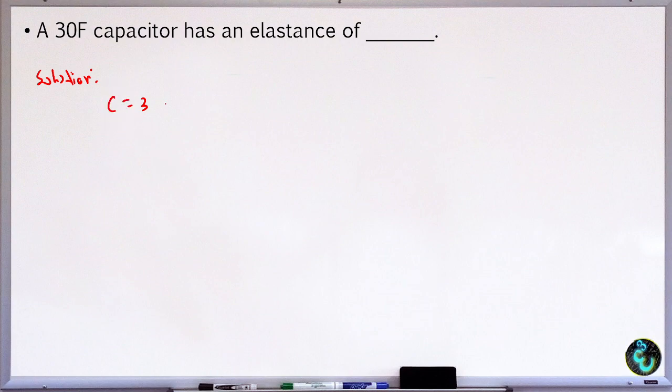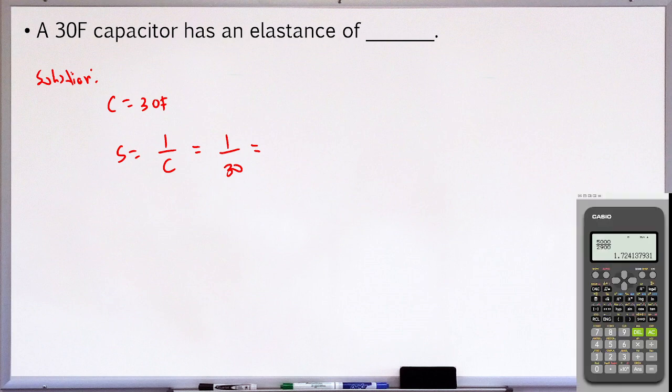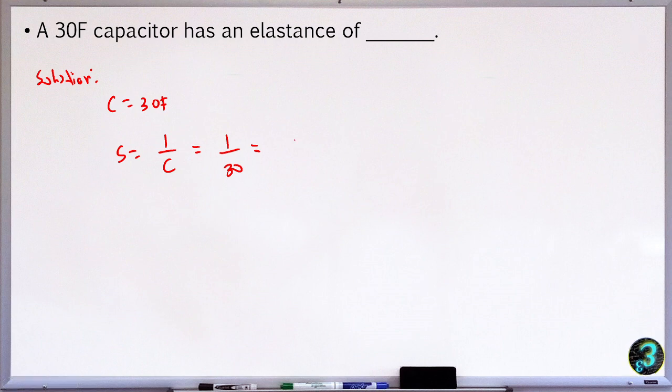So, C is equals to 30 farad, no? So, your elastance, S, is equals to 1 over C. So, 1 over 30. So, you have 1 divided 30. Yan. So this is equal to 0.033, no? So 0.033 daraf. Yan.